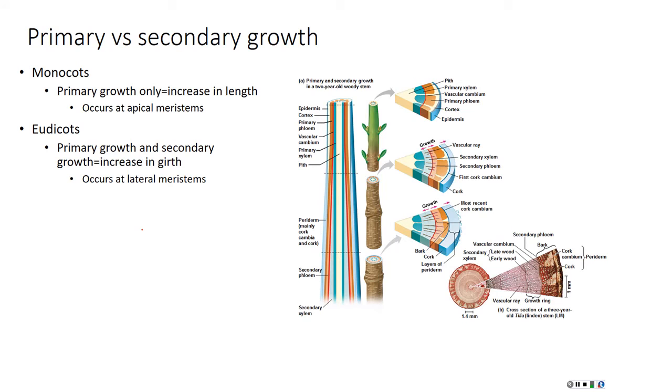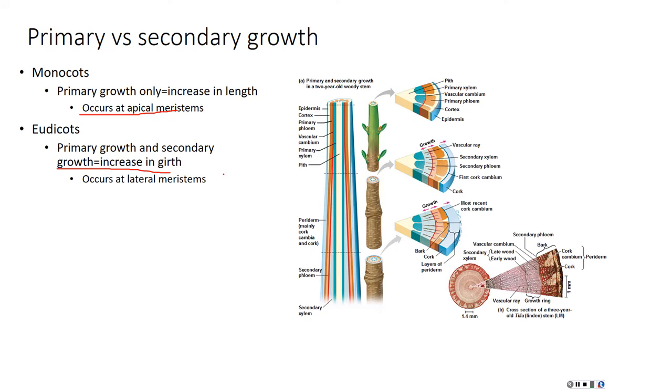So primary growth means growth in length. So if you're growing up or growing down, that's primary growth. Secondary growth is growth in girth. You're getting thicker and thicker. Primary growth happens at regions called apical meristems. These are at the tips of roots or the tips of shoots.